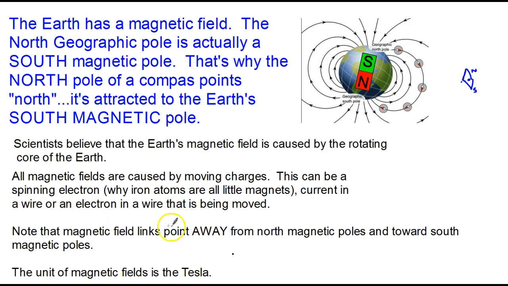Note that magnetic field, that should say lines. Magnetic field lines point away from the north magnetic pole and toward the south magnetic pole. It's the direction that a north pole would be pushed. And so if I put this compass needle, well, you can see the little compass needles, the little white parts, the north pole, and the north pole is pushed towards the south magnetic pole. The unit of magnetic fields is the Tesla.